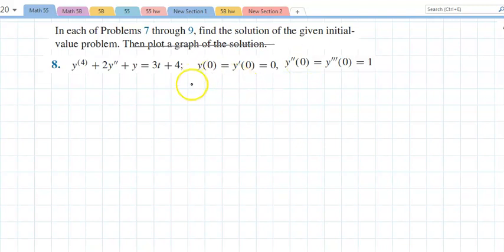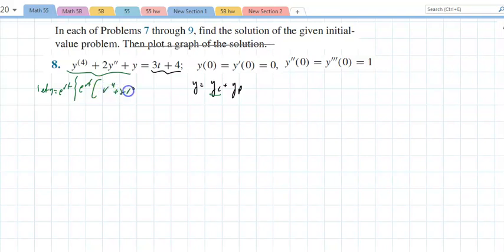The same deal. I have y equaling the complementary plus the particular. The particular is linear. That's a fun problem. But for the complementary, I need to let y equal e to the rt. That's going to give e to the rt times r to the 4th plus 2r squared plus 1 equals 0. E to the rt cannot equal 0, so this has to factor into r squared plus 1 squared equals 0.